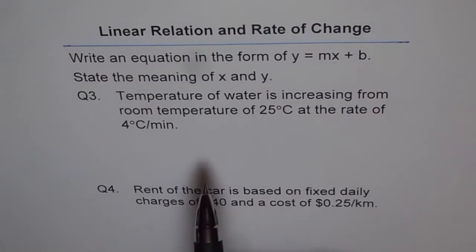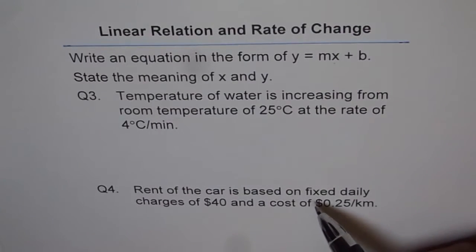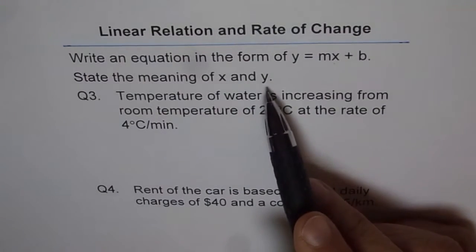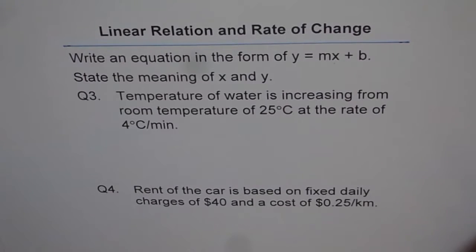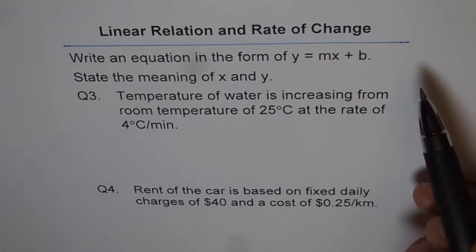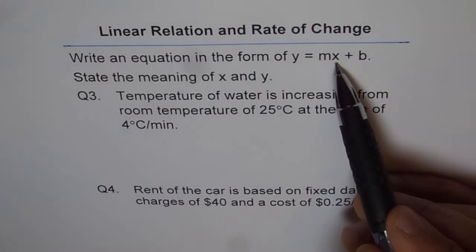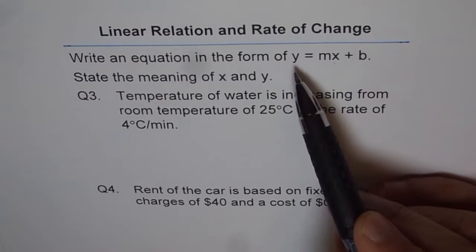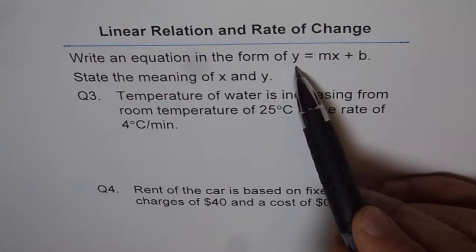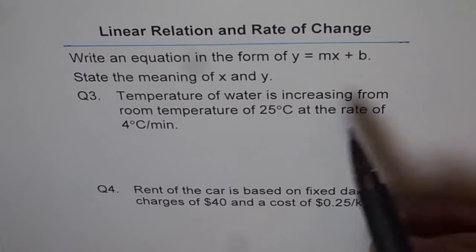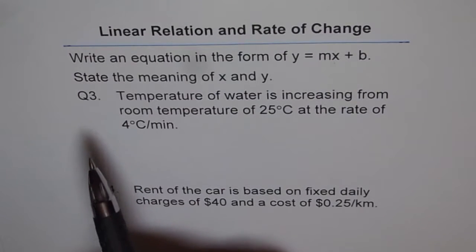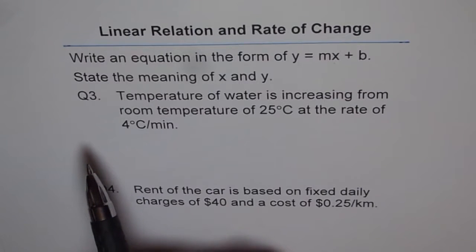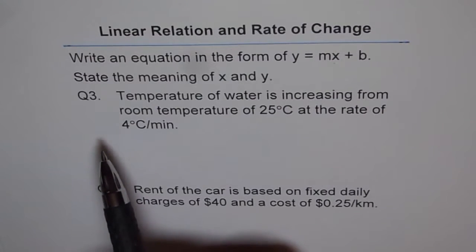And now when you solve these questions, with every example, x and y will have different meaning. But the base remains the same, that is, x is the independent variable and y is the dependent variable. Y is dependent on x. So let's read the question slowly and try to understand how to write the equation.